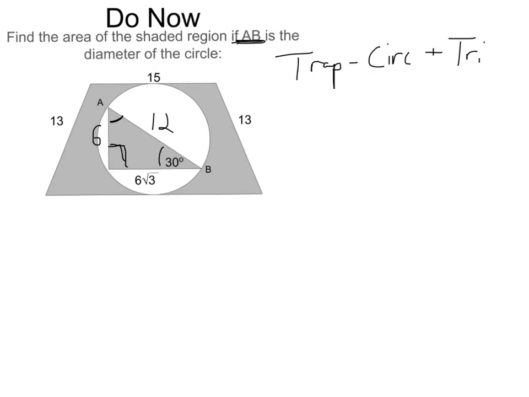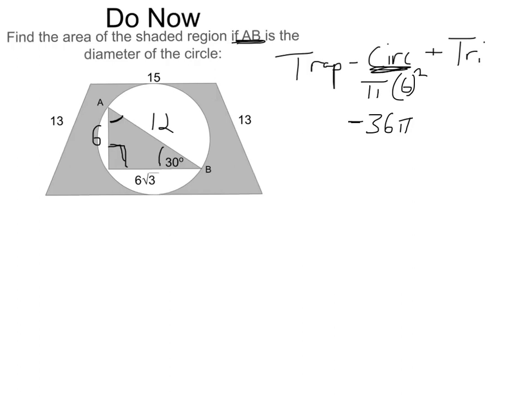Alright, so now that we know our diameter, it's going to be really easy to plug into our circle formula to solve for the area of the circle. That's just going to be pi r squared. So pi times the radius, which is half the diameter, 6 squared. That's going to be 36 pi. So now we have one piece of our equation.